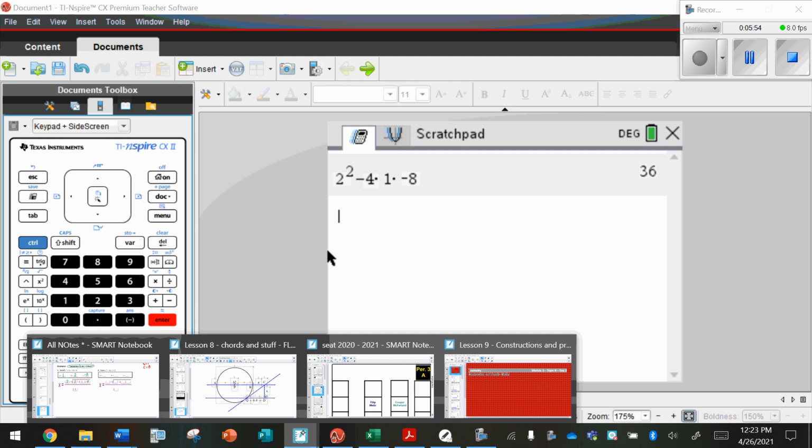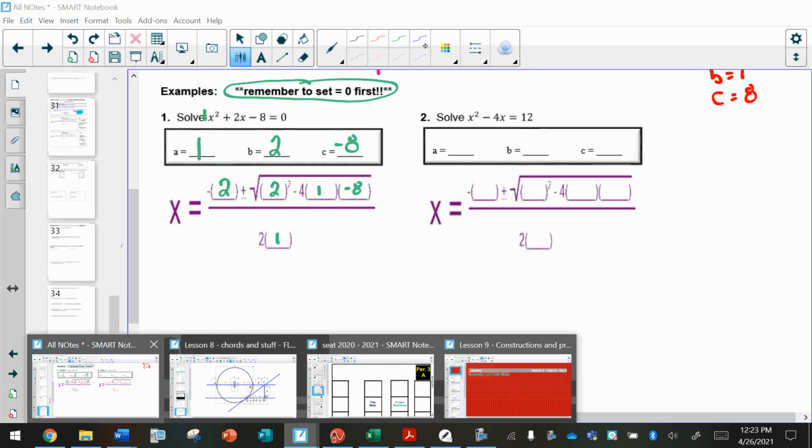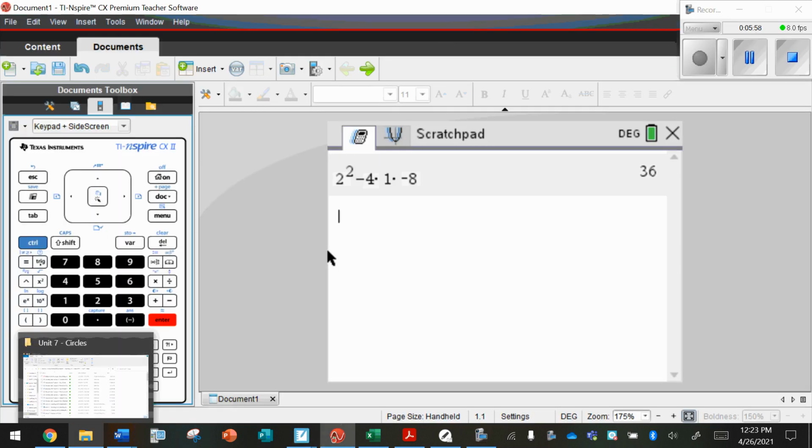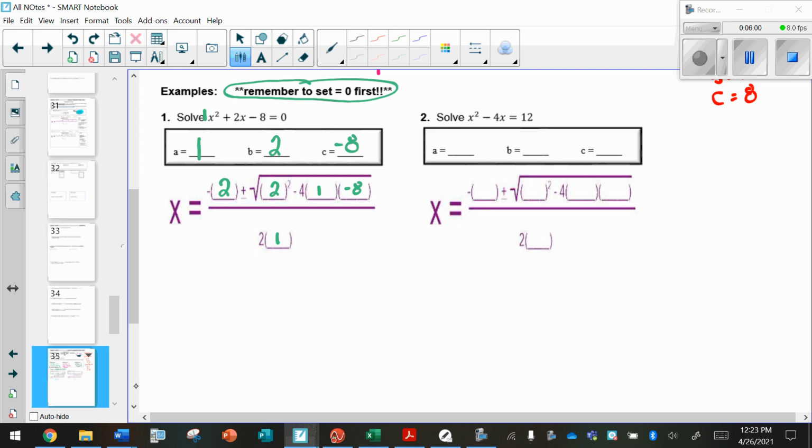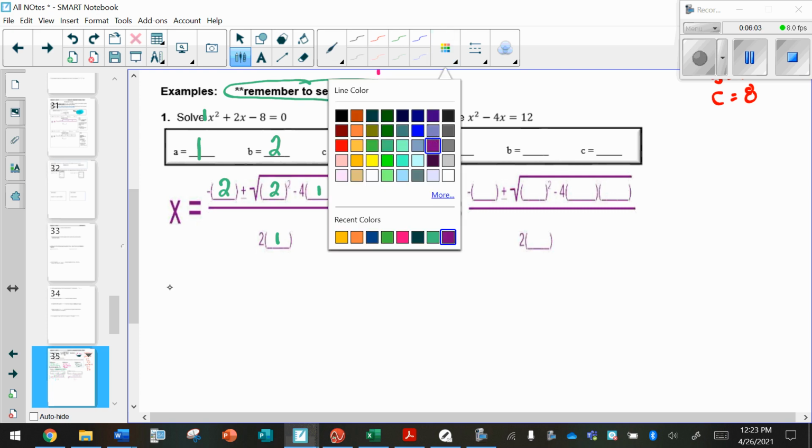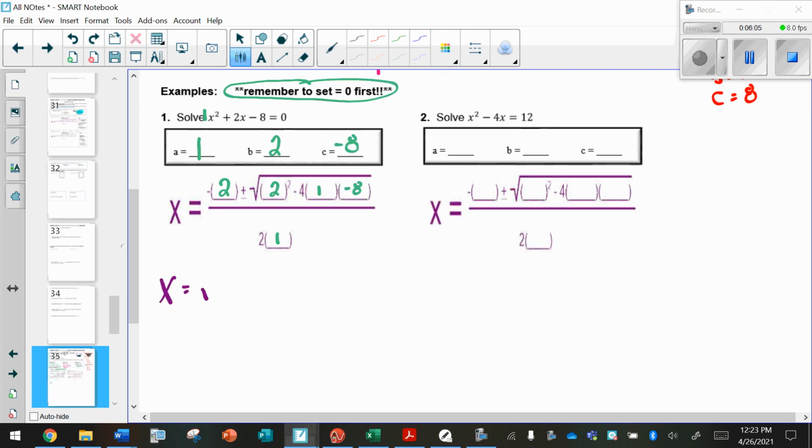So when I go back over to my paper and rewrite my problem, I get x equals, and then negating the 2 makes it negative 2 plus or minus, and we figured out that all the discriminant calculation turns into 36. 2 times 1 in the denominator is 2. Now 36 is a perfect square. So the square root of 36 is 6.